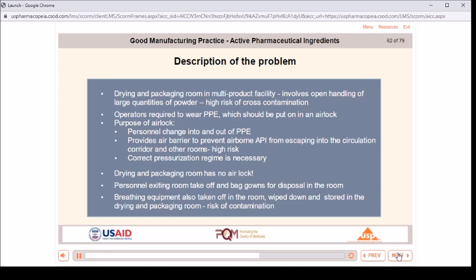See below. The API facility in this case did not have any airlock, and the personnel would step from the room into the corridor and then put on their PPE in the room, not recommended. Coming out of the room, personnel would take off and bag their PPE gowns for disposal in the room. The breathing equipment would also be taken off in the room, wiped down, and stored in the room.